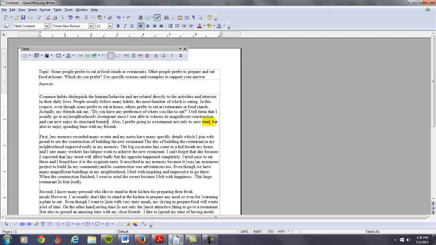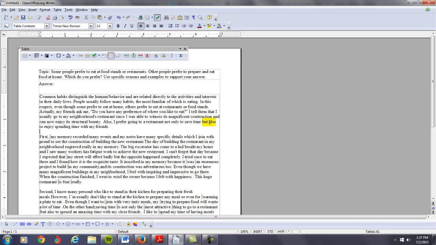I think this is kind of what you're trying to say, I think, right? So I tell them I usually go to my neighborhood's restaurant since I was able to witness its magnificent construction and can now enjoy its structural beauty. Also, I prefer going to a restaurant not only to save time, good parallel structure by the way, but also to enjoy spending time with my friends. Okay, I think we got it.